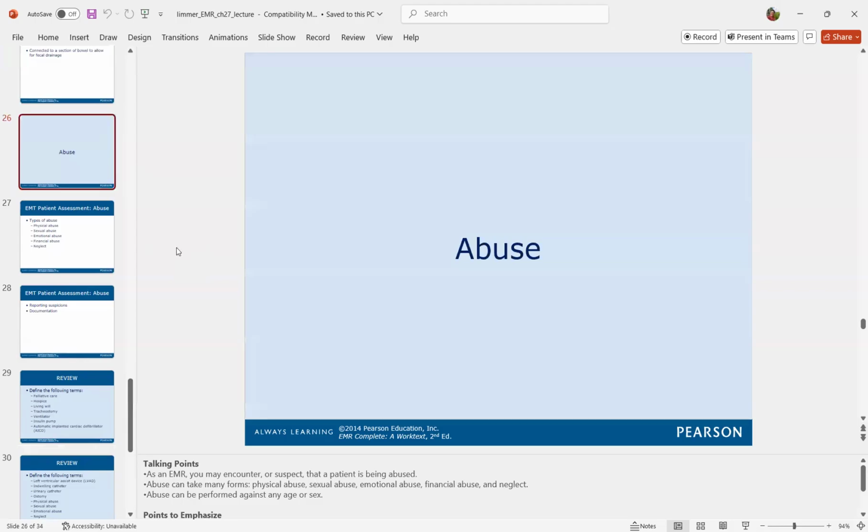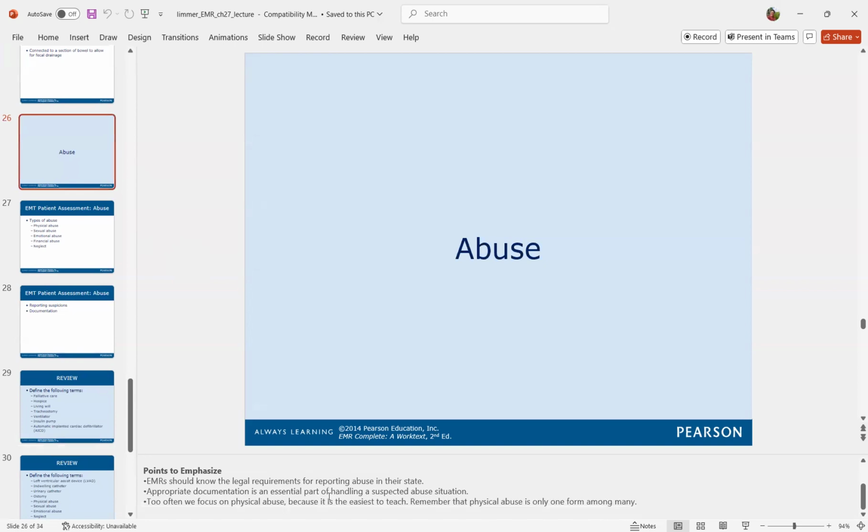And as for abuse, as an EMR, we've talked about this already in the last couple chapters, but we may encounter or suspect a patient being abused. Abuse can take many forms: physical, sexual, emotional, financial, it can be neglect, and can be against any age or any sex. As a first responder, we have a legal requirement to report. Appropriate documentation is an essential part of this when handling these suspected cases or situations.